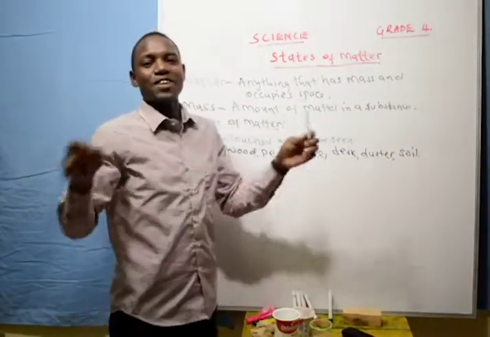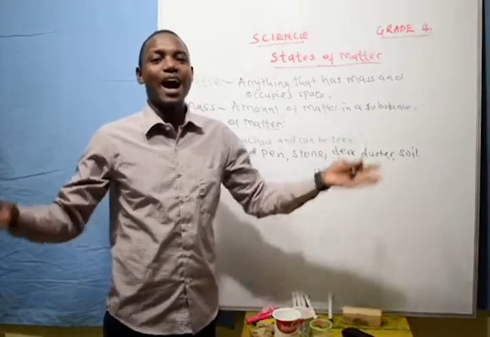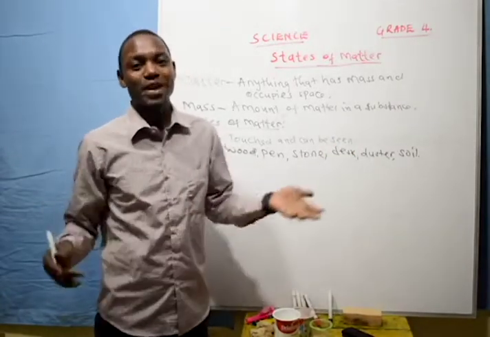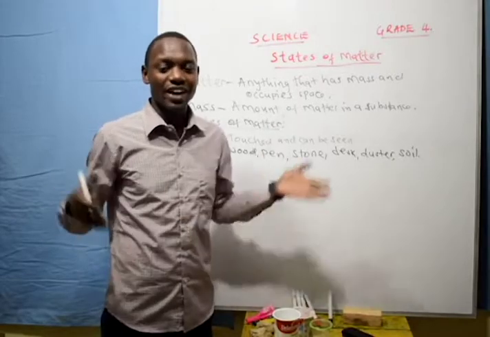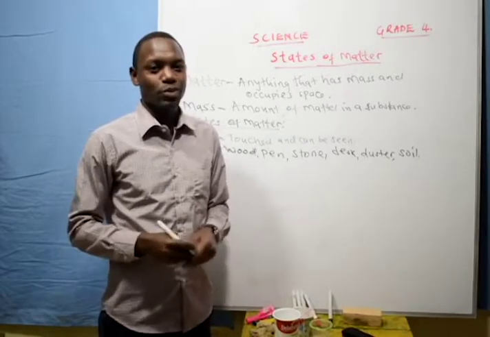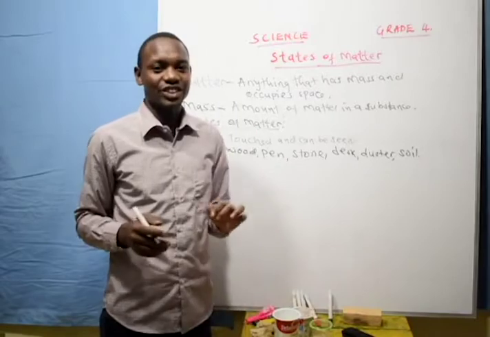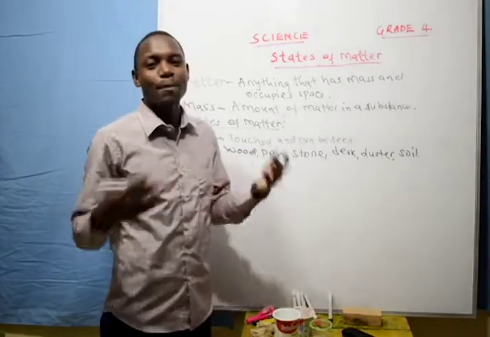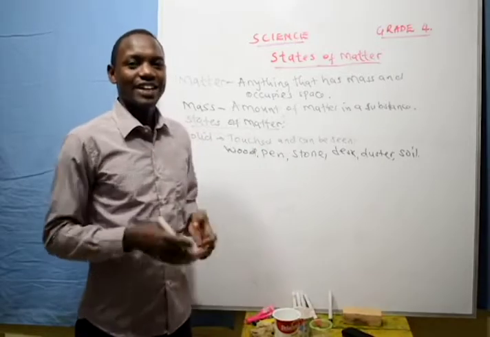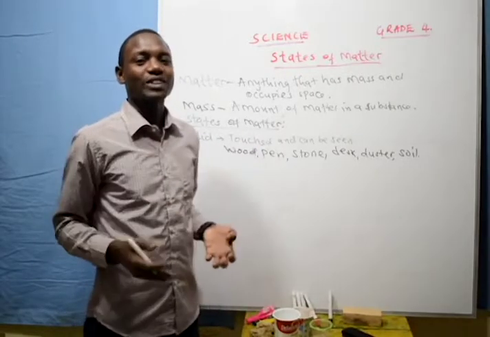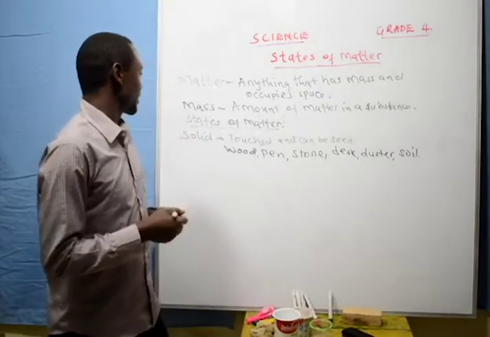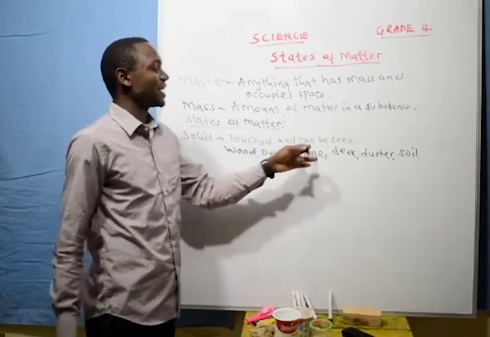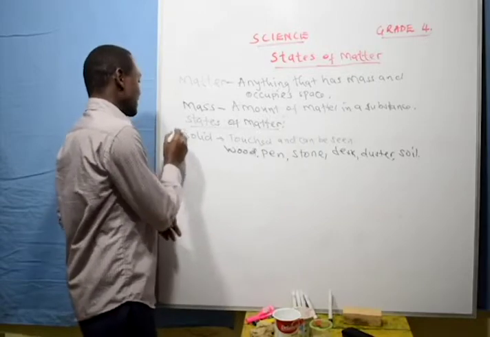The solids are very many. A house, a tree, a piece of wood, a piece of metal, even a dog, any animal is a solid because you can see it and you can touch it. Even a carton, a box, soil, wood, ash, all those are examples of solid. So we say solid is a state of matter that can be touched and can be seen. That was the first state of matter.